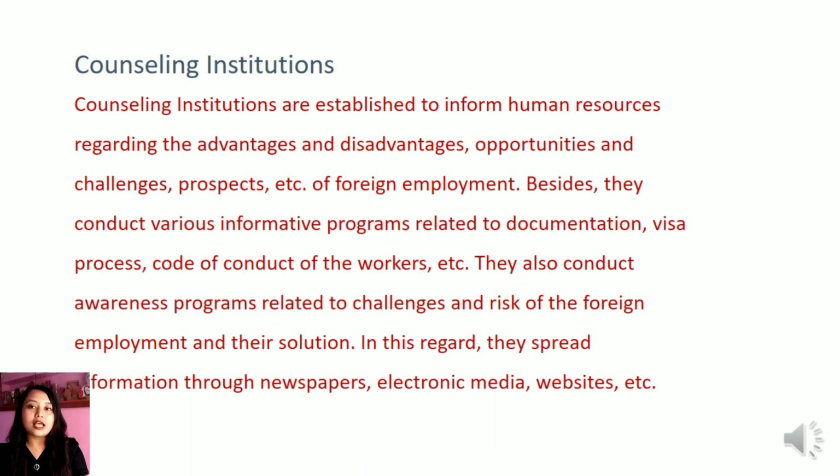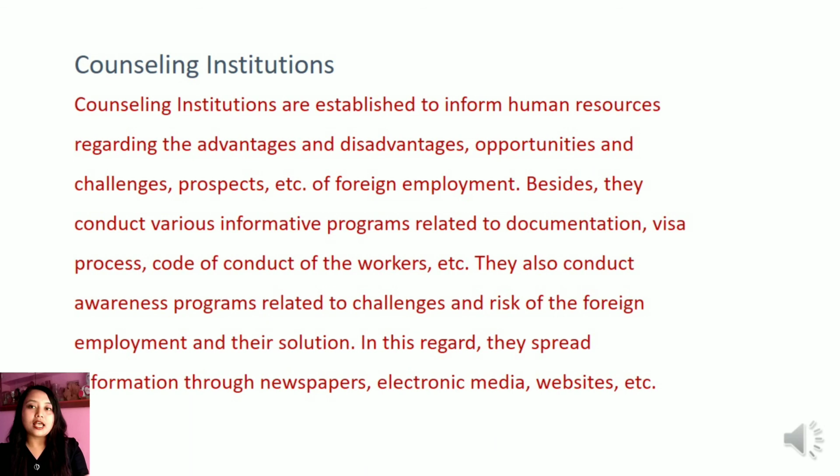And if you violate it, you will be charged under the rules and regulations of the government of Dubai and the government of Nepal, so you will be getting punishment there. So it's very important to know the code of conduct of the workers. They also conduct awareness programs related to the challenges and risks of foreign employment and their solutions. In this regard, they spread the information through newspapers, electronic media and websites.